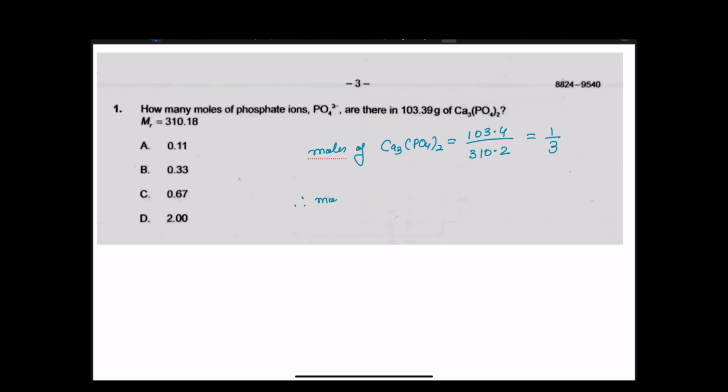So moles of phosphate ion, PO4 3-. In 1 mole of Ca3(PO4)2, you have 2 moles of PO4 3- ion. So it will be 2 times 1 by 3, so it's 2 by 3. 2 by 3 is approximately 0.67. Answer is option C.